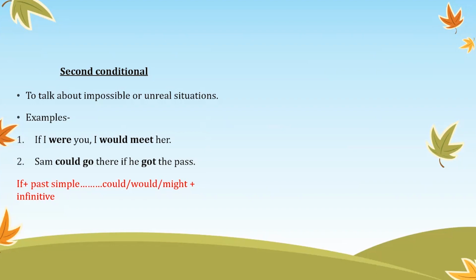Second one, Sam could go there if he got the pass. He doesn't have the pass, he didn't have the pass, so he can't go, but an impossible situation is expressed in this second conditional. So look at the structure. With the if clause, you are using past simple, and with the main clause, you can use could or would or might plus the infinitive form of the given verb.